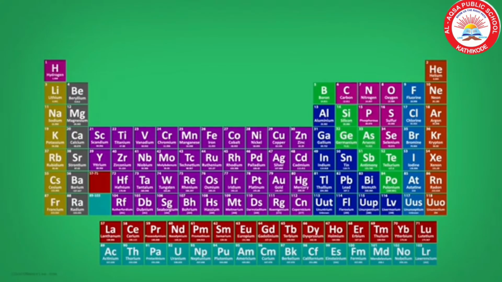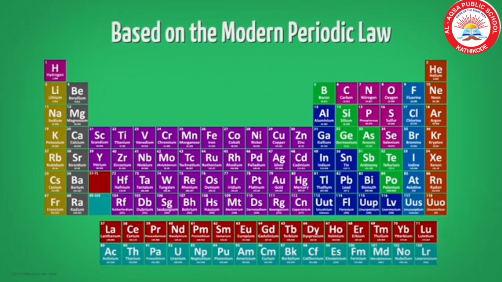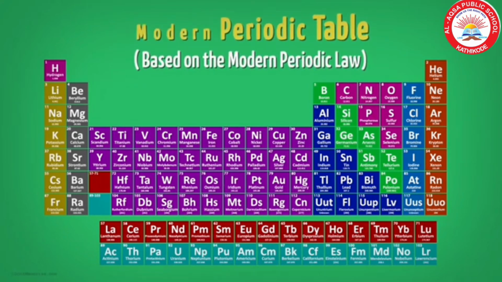Now this is modern periodic table. We can say that this modern periodic table is based on modern periodic law. That means it states that properties of elements are periodic function of their atomic number. Not atomic mass, here atomic number. We can discuss the properties of modern periodic table in our next classes.